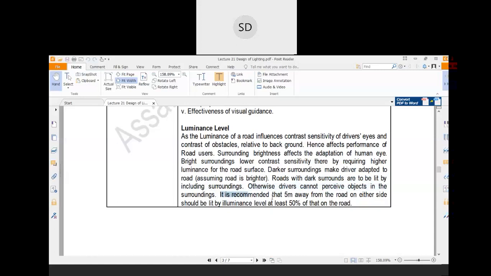Now, it is recommended that 5 meters away from the road on either side should be lit, with an illuminance level of at least 50% of that on the road.